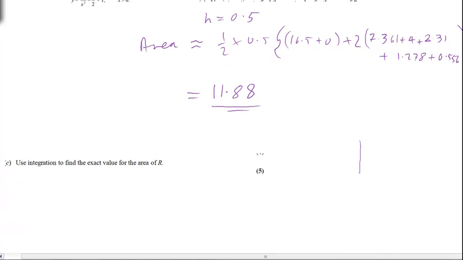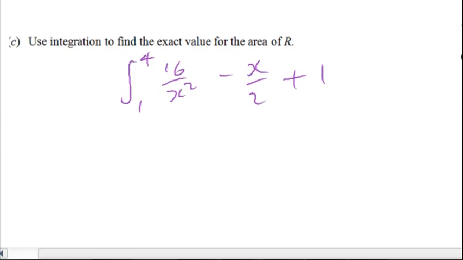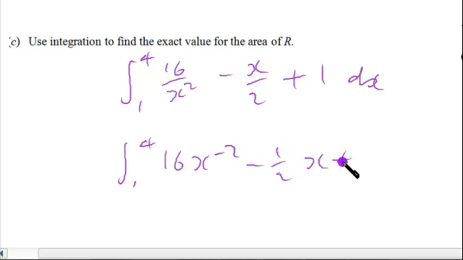Now, the next part of the question, we're going to use integration to find the exact value of r. So we're going to integrate between 1 and 4, 16 over x squared minus x over 2 plus 1 dx. The best thing to do is to simplify this as a power of x. So we've got between 1 and 4, 16 times x to the minus 2 minus a half x plus 1 dx.